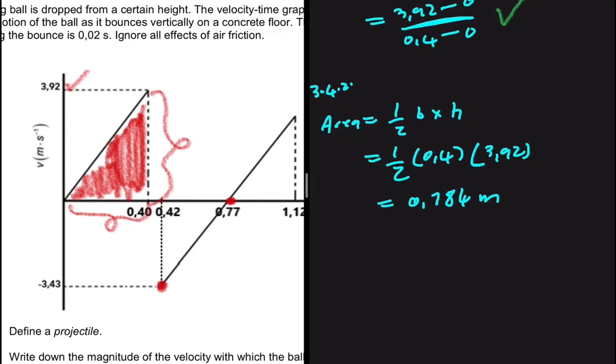Light work. Obviously, you can use equations of motion again to answer this question. There are multiple ways of solving this one. I think there are probably five ways you can use to answer this question.